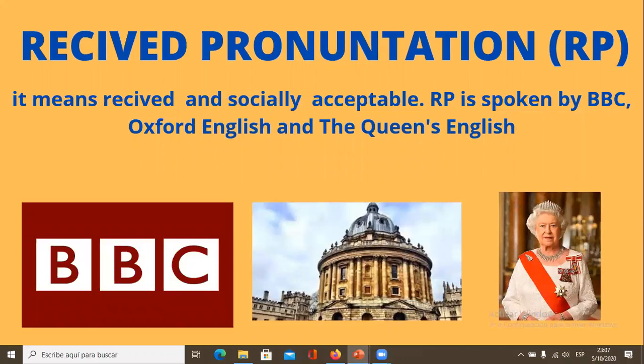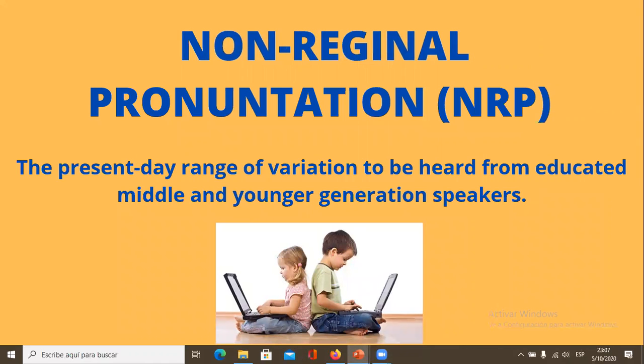Received pronunciation is the prestigious and acceptable variation that only the BBC, Oxford, and the Queen speak. Non-regional pronunciation is the popular variation, but this variation refers to the younger generation.